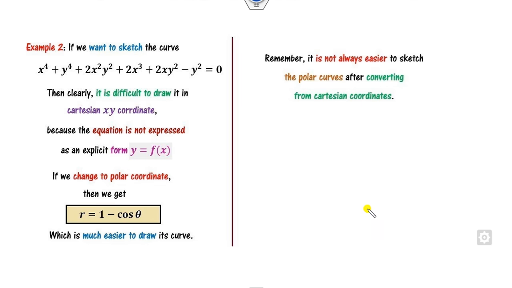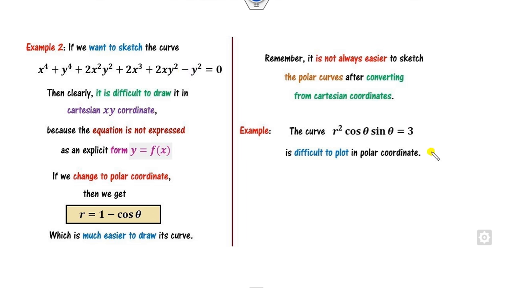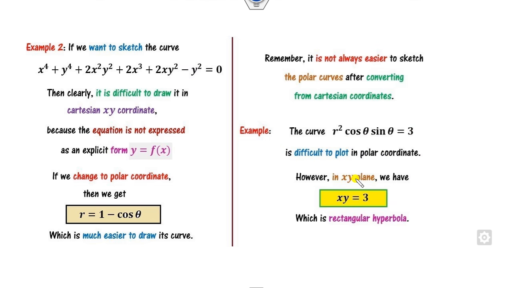But remember that it is not always easier to draw a polar curve than in Cartesian coordinates. For example, if I say this is my polar curve because it involves r and theta, can you draw the graph of this? It is not an easy target. But if you convert this into Cartesian coordinates, you can see the equation will be xy equals 3, and you know the graph of xy equals 3 is a rectangular hyperbola, and you can easily draw it in Cartesian coordinates.